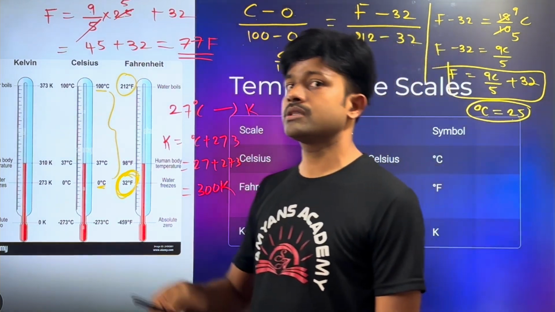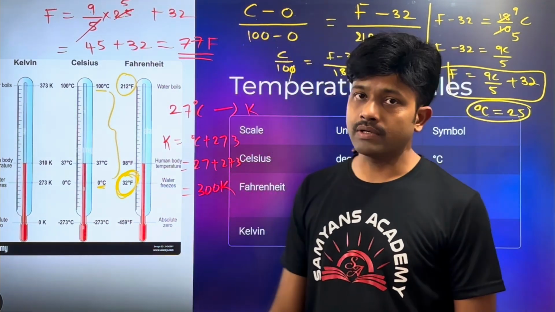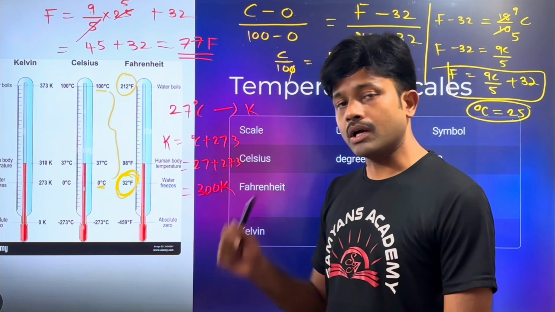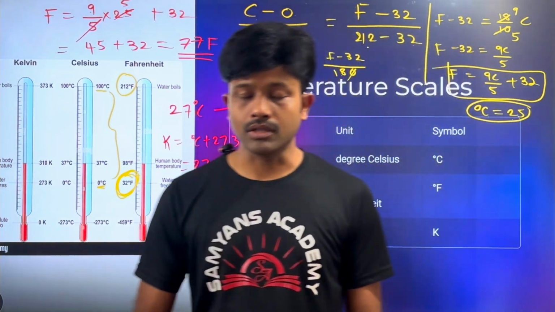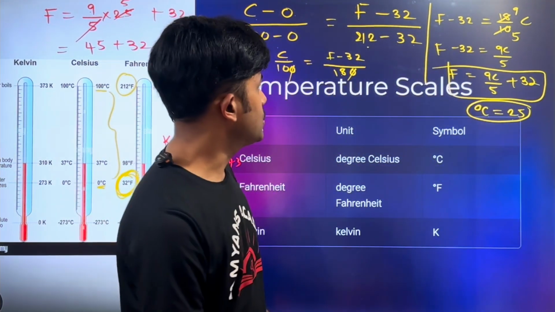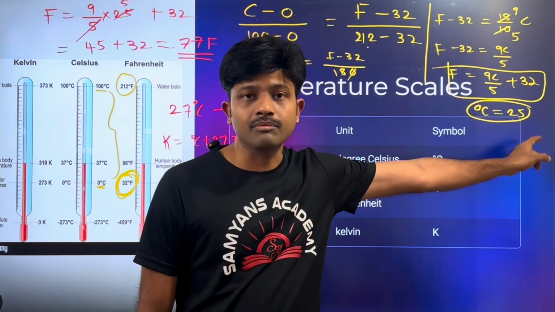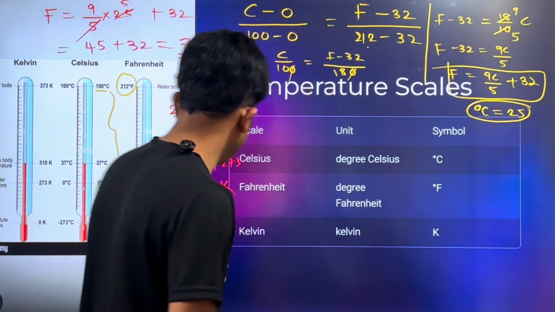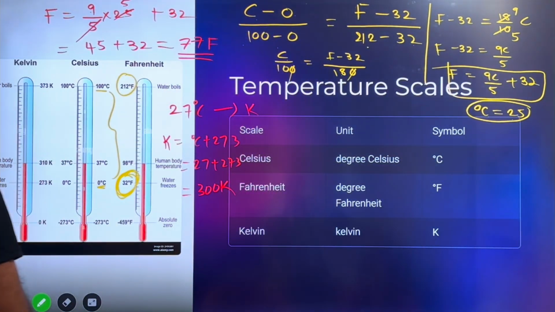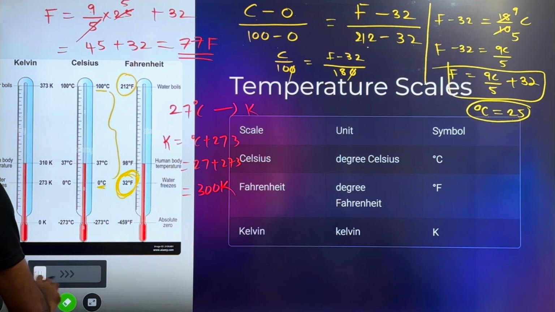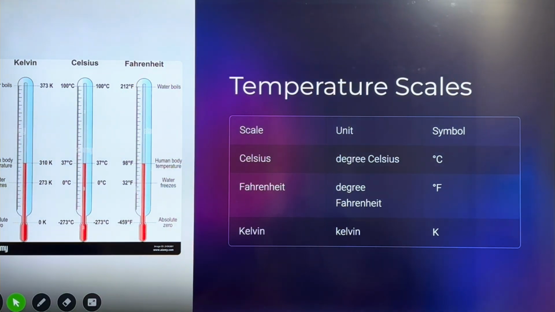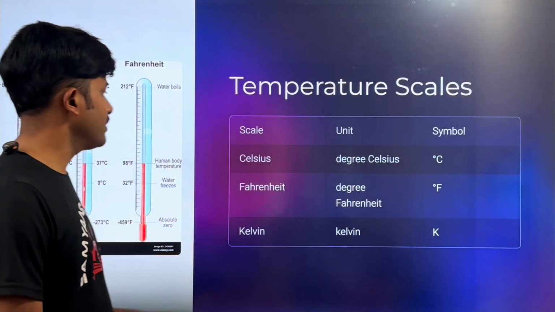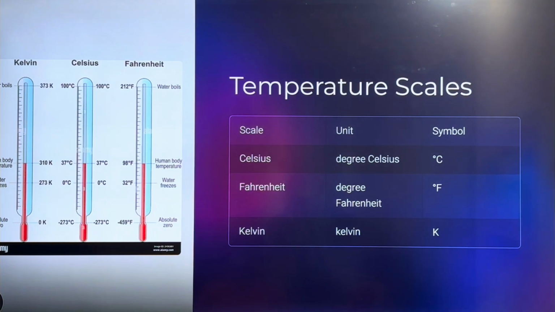To convert degrees Celsius into Kelvin, just add 273 to the degrees Celsius. To convert degrees Celsius into Fahrenheit, just use this formula, F equals 9C by 5 plus 32. So in this way we can convert temperatures from Celsius to Fahrenheit, Fahrenheit to Celsius, Kelvin to degrees Celsius, and degrees Celsius to Kelvin. By using these formulas we can calculate.